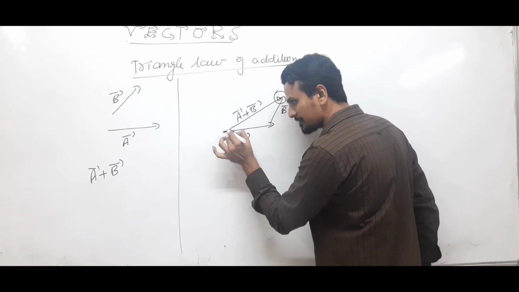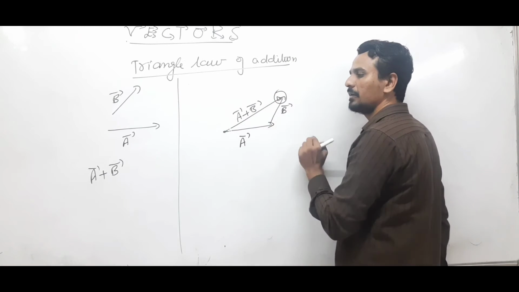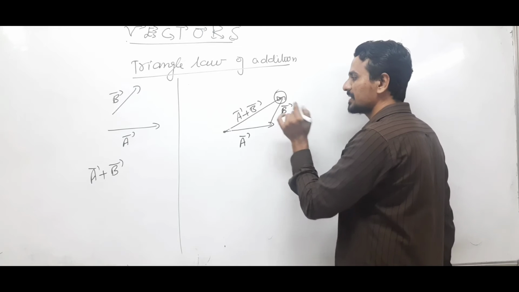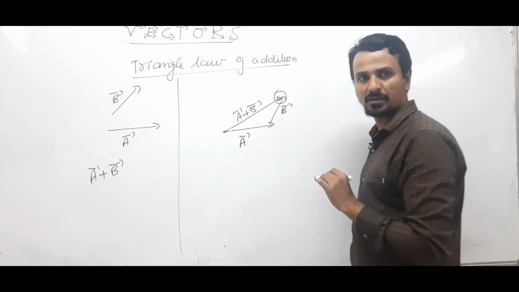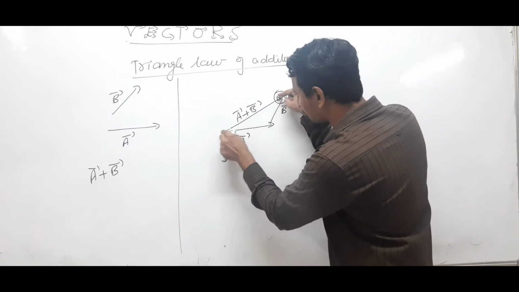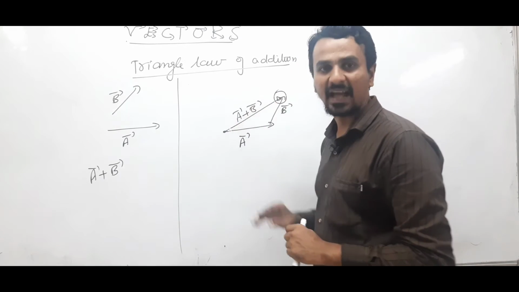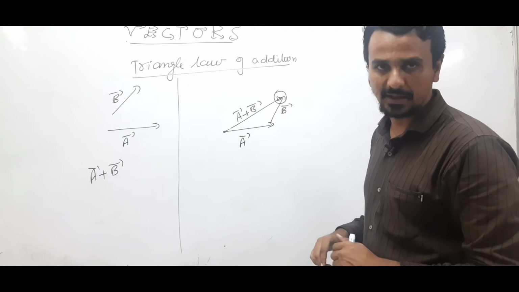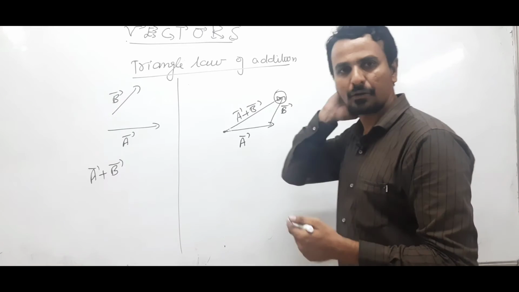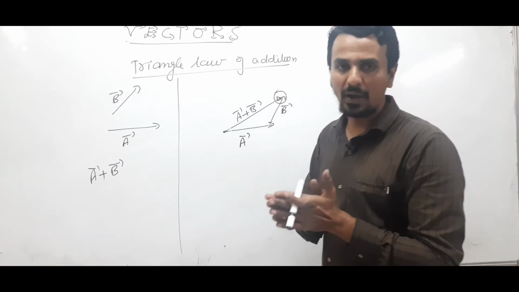Then, considering the tail of the first vector, draw the resultant vector this way, such that the heads touch each other. So this length will be the magnitude of A plus B, and this will be the direction. Direction will be known by finding the angle theta. We'll discuss it later on. I'm just explaining how to add two vectors.